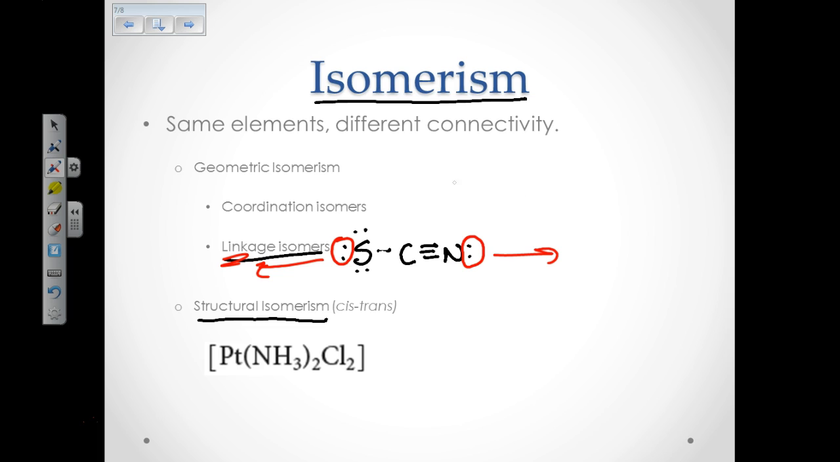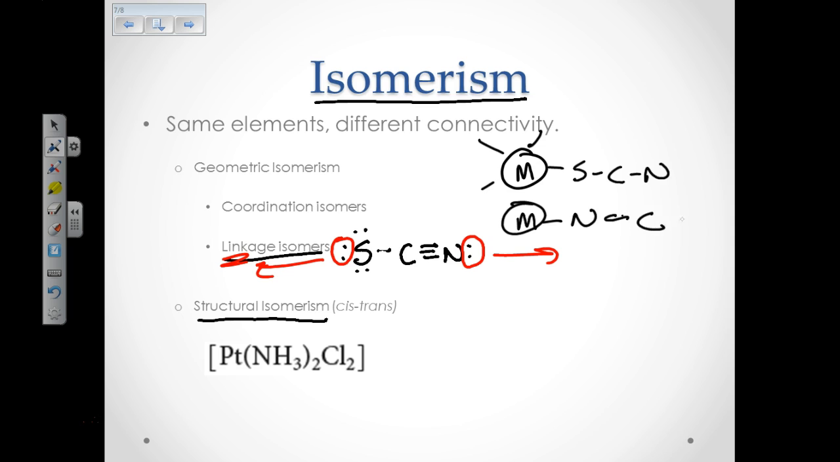Okay, so if you have the metal here, and now we have it as SCN, and I'm leaving off stuff, that's one isomer, or you have the metal in the middle, and there's going to be other stuff attached, but then NCS, this gives you a different isomer, and those are called linkage isomers, provided that all of these things are the same.